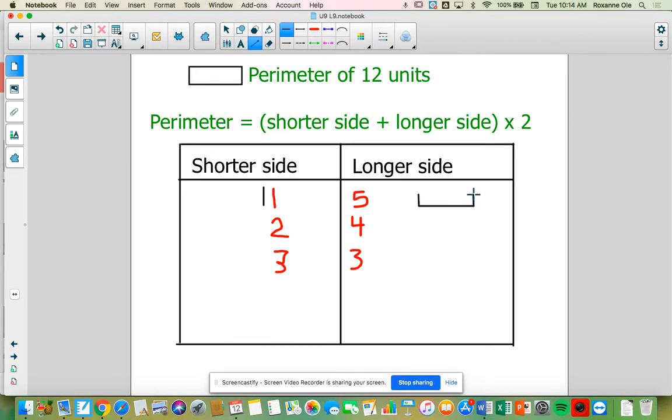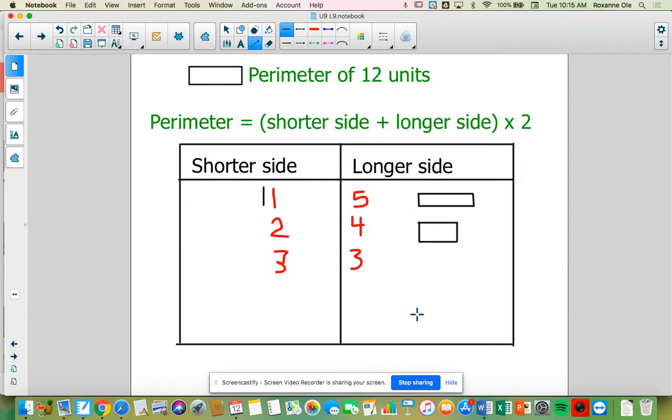It's going to be long, and the next one, the shorter side, is going to be 2. So it's going to be a little longer, and it's going to be by 4. So it's going to be a little shorter. And you can see that these would have a perimeter of 12 because 1 plus 5 is 6, plus another 1 is 7, plus another 5 is 12. So then you would have your proper figures.